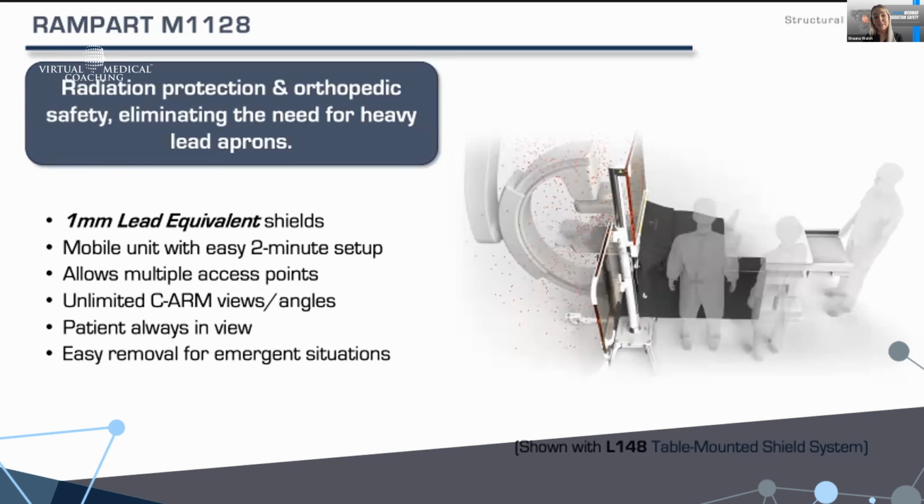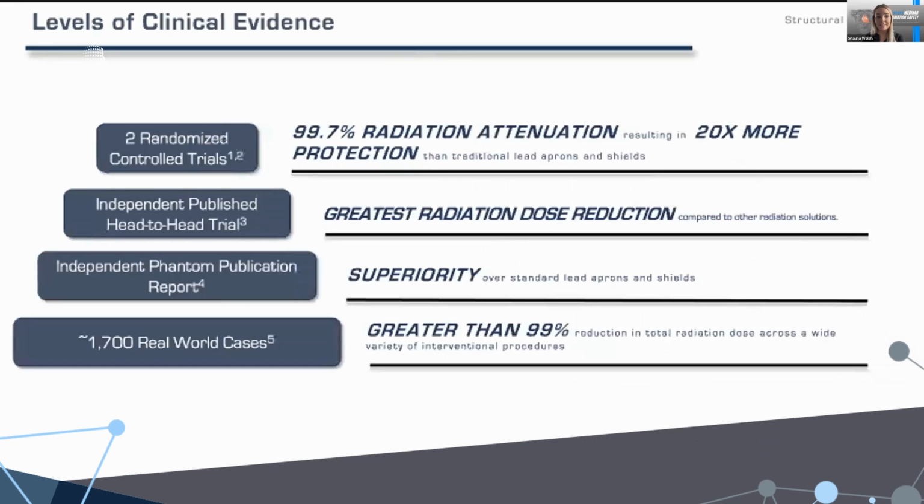It allows unlimited C-arm views. The patient is always in view, the panel is clear, and it's very easy to remove should you have an emergent situation. I will say for the most part worldwide, accounts tend to keep RAMPART in place. You can do CPR and shock your patient with RAMPART in place without any limitations. So in terms of our clinical evidence, and we have a huge amount, we have 2 randomized control trials, both showing 99.7% radiation attenuation, resulting in 20 times more radiation protection than traditional lead aprons and shields.